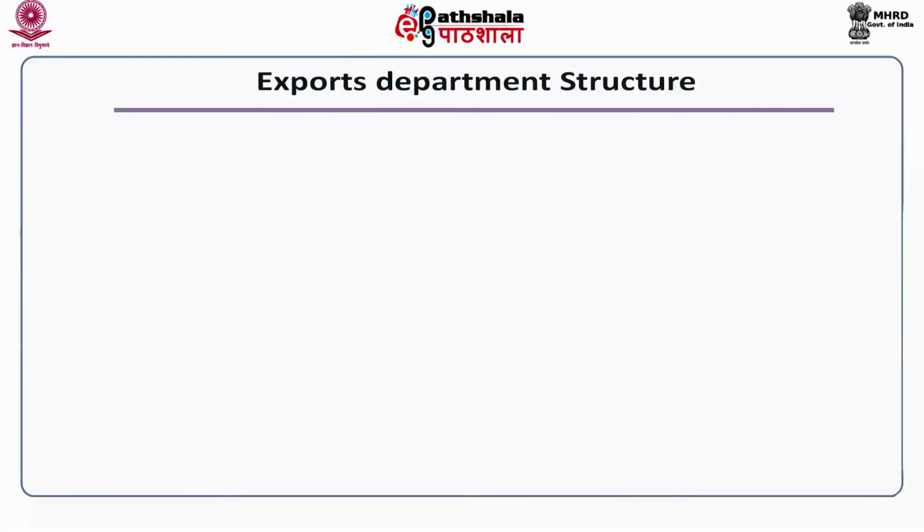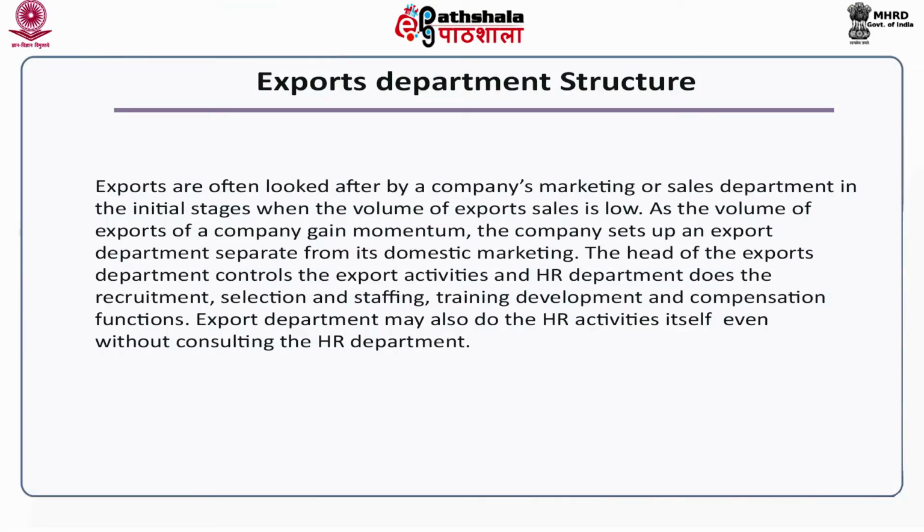Export department structure. Exports are often looked after by a company's marketing or sales department in the initial stages, when the volume of export sales is low. As the volume of exports gains momentum, the company sets up an export department separate from its domestic marketing. The head of the export department controls the export activities, and the HR department does the recruitment, selection and staffing, training, development and compensation functions.